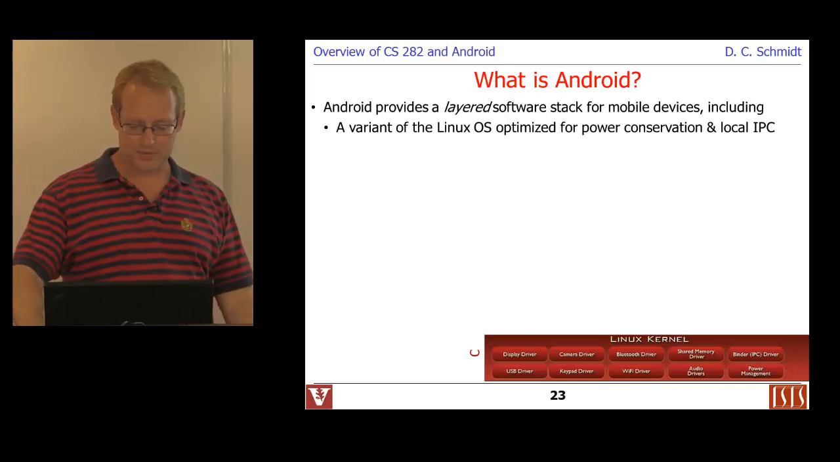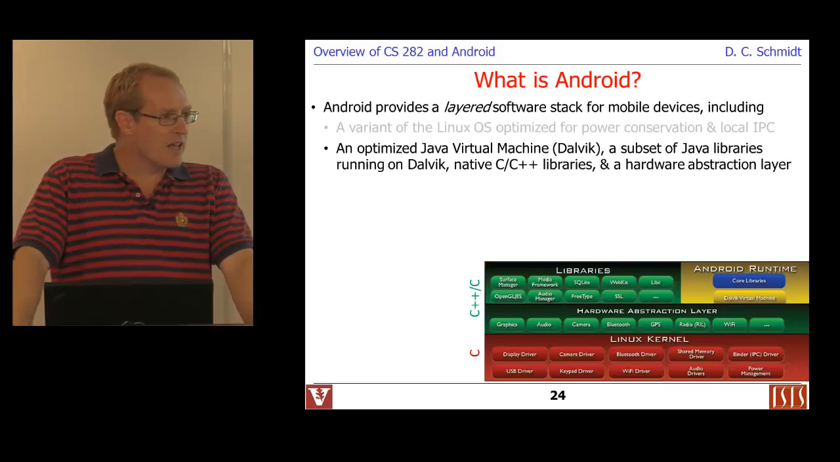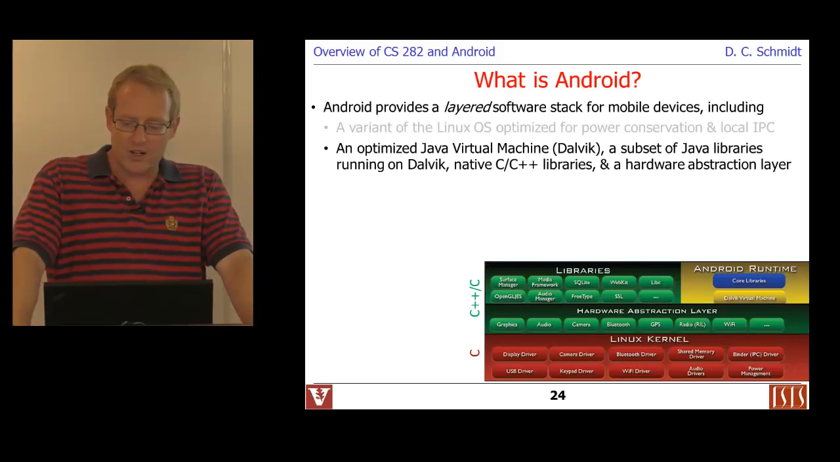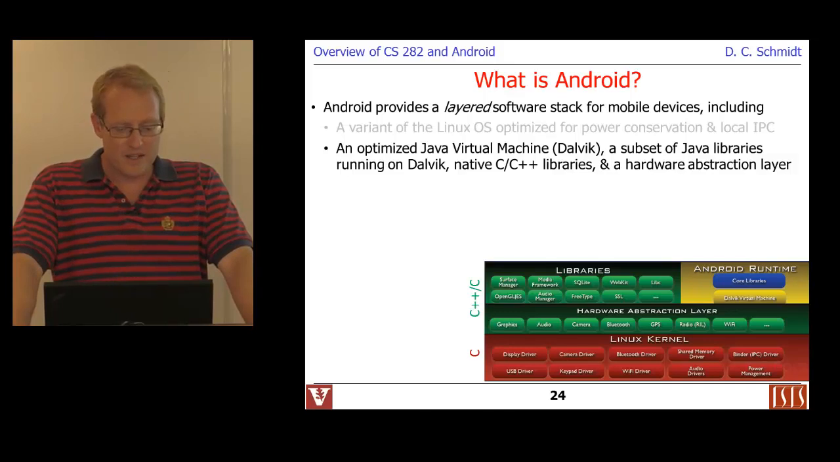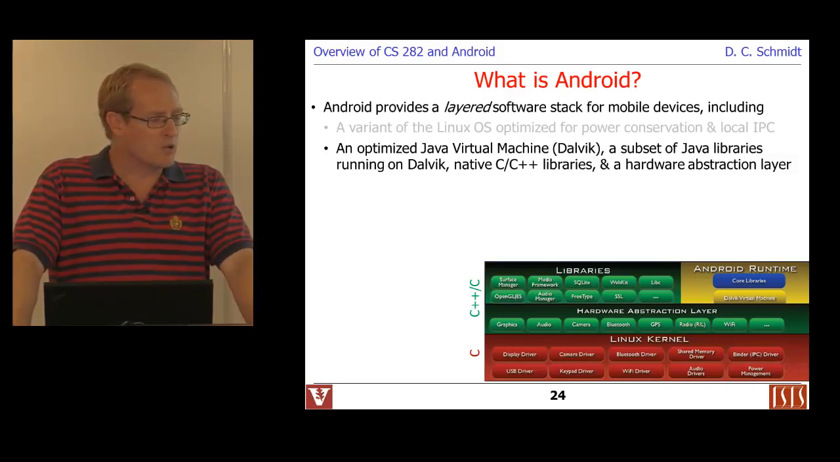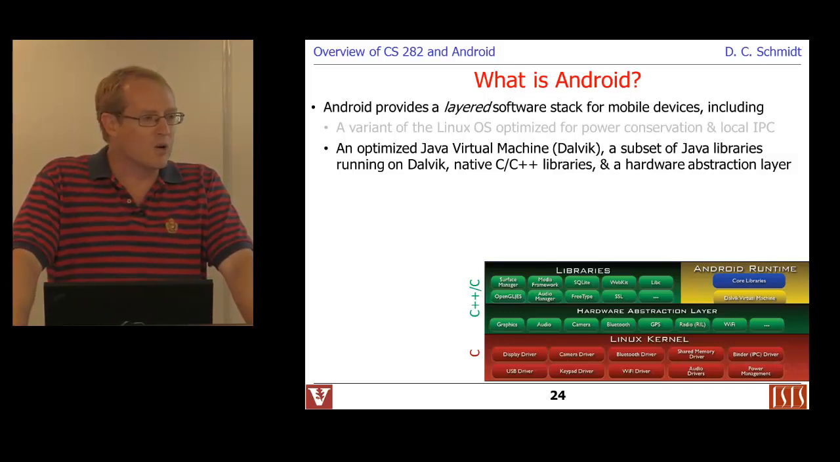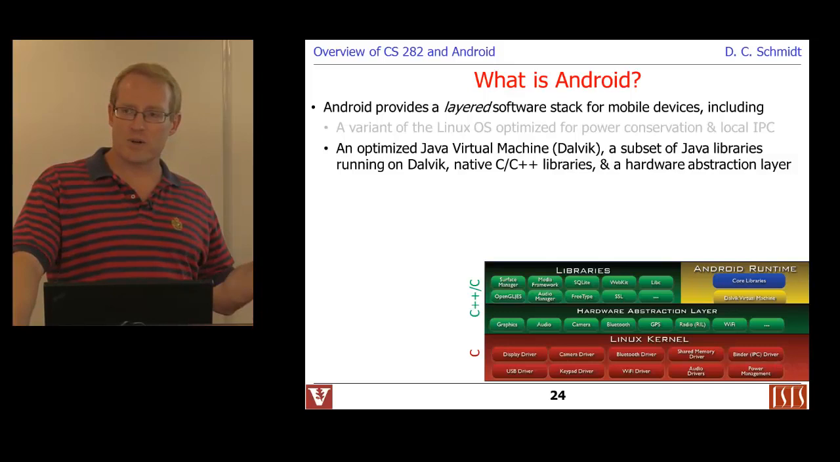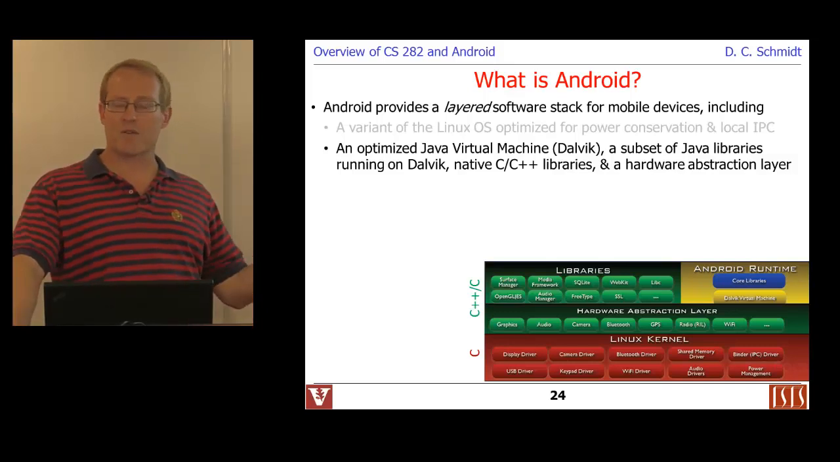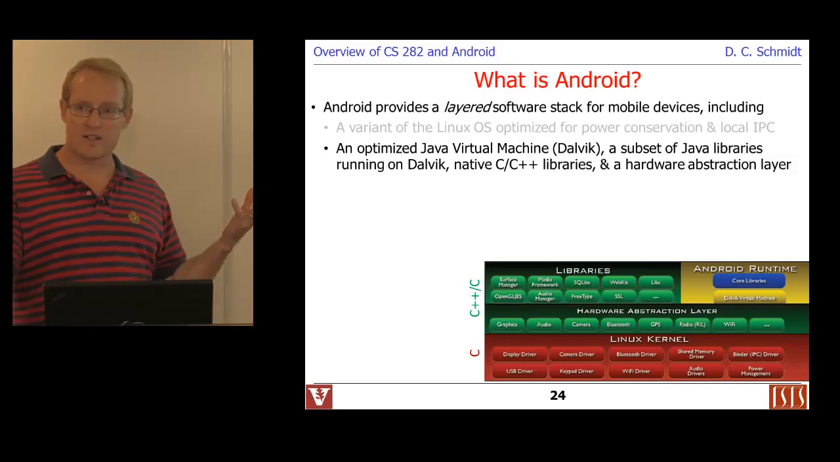It's all open source. On top of that is an optimized Java virtual machine called Dalvik, a subset of the Java class libraries that run on top of Dalvik, some native C and C++ libraries, and something called a hardware abstraction layer. We're going to talk about all these things in a bit more detail in just a second. But the main thing to note here is that most of this code is written in C and C++. So the Java virtual machine, or the Dalvik virtual machine that runs on Android, is all written in C.